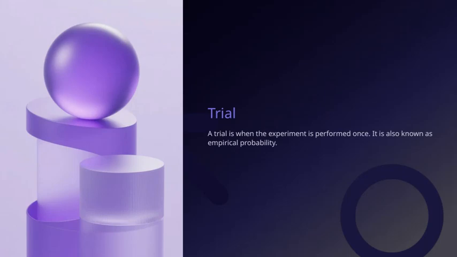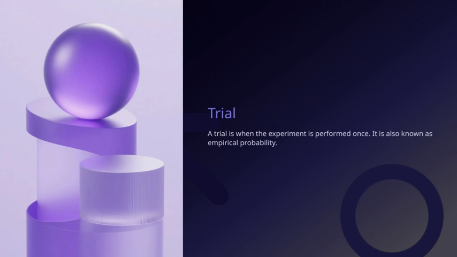A trial is when the experiment is performed once. It's what we call an empirical probability because it's based on actual data from that single run. Think of it as a real-world test, like flipping a coin one time and seeing if it lands on heads or tails. Each of these individual runs or attempts is what we refer to as a trial.